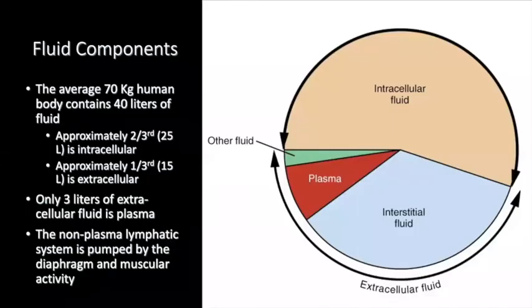Your fluid components. In the average 70 kg man, you have about 40 liters of fluid. 2/3 of that is intracellular. 1/3 of that is extracellular. Of that 40 liters, only 3 liters is plasma. The rest of the extracellular fluid is non-plasma. It's all flowing through the lymphatic system. The lymphatic system is moving that fluid by diaphragmatic and muscular activity.